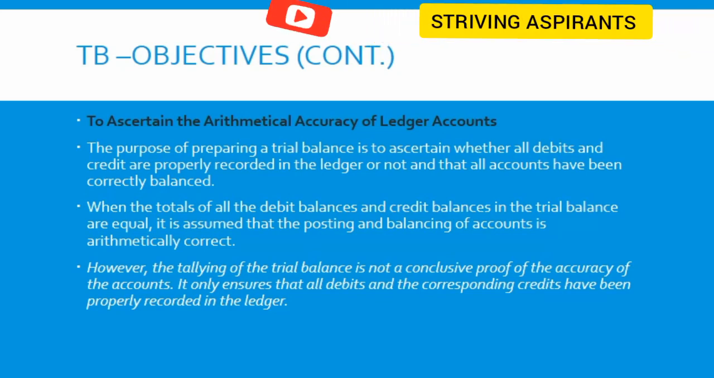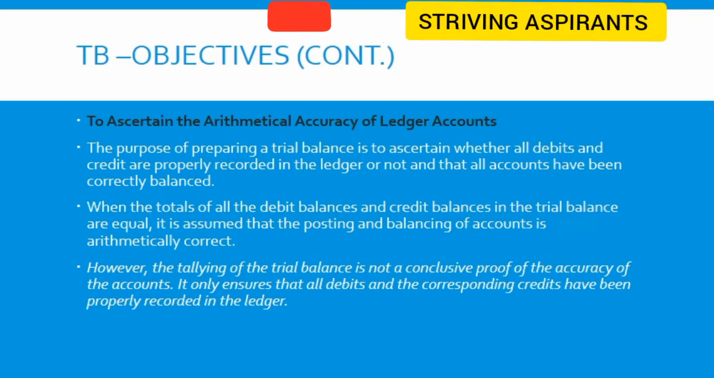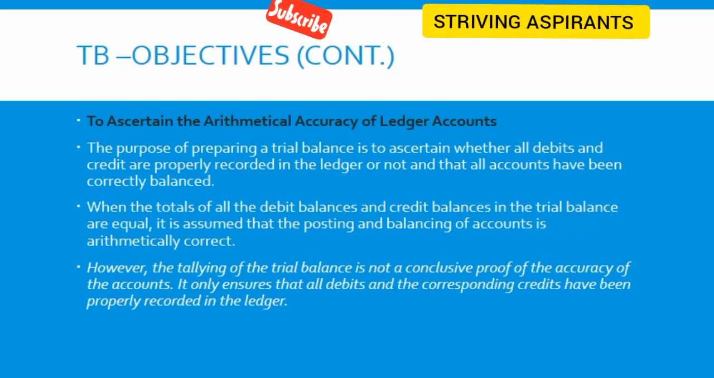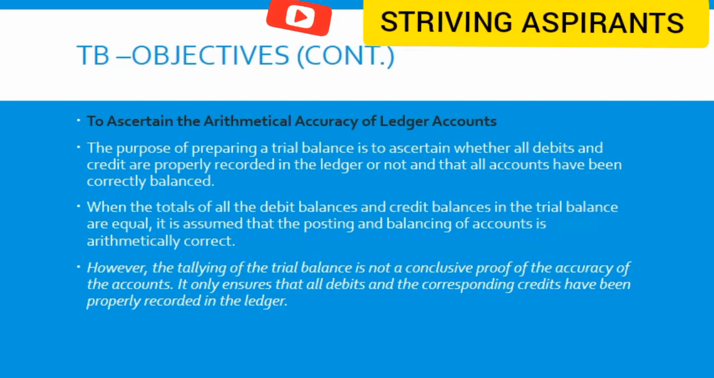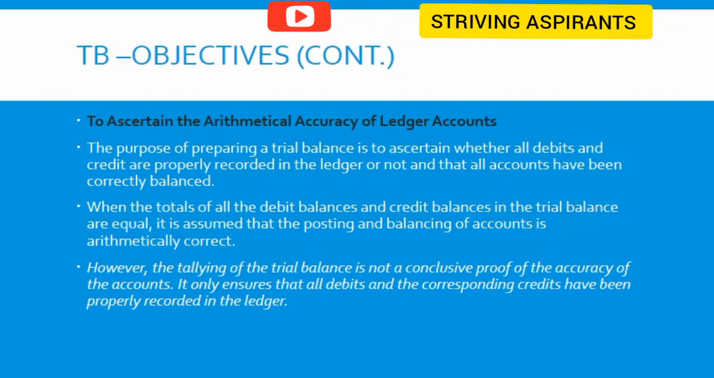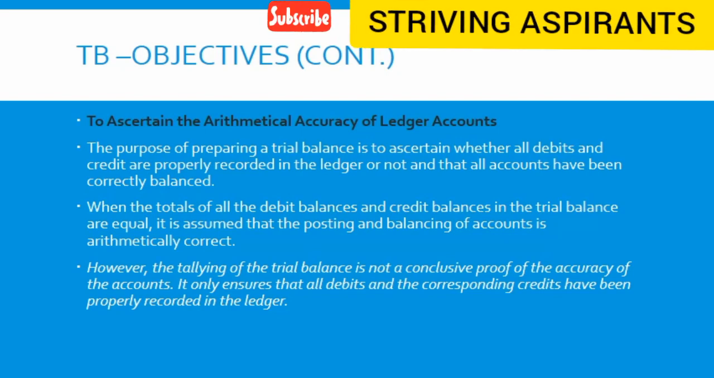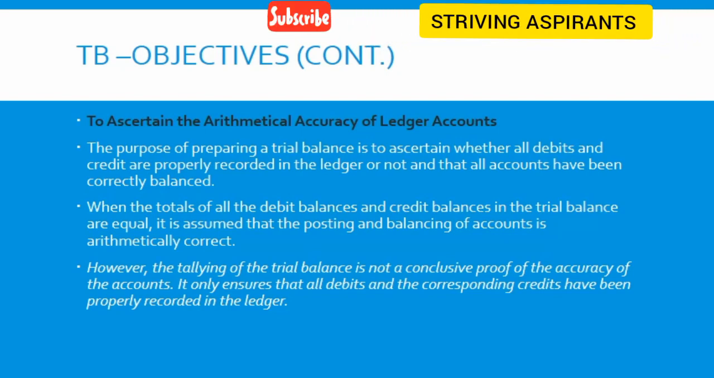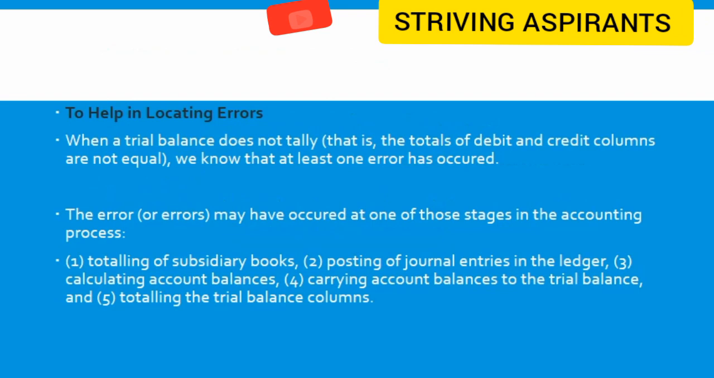When we talk about arithmetical accuracy, one important point we have to note. The tallying of the trial balance is not a conclusive proof of the accuracy of accounts. It only ensures that all debits and corresponding credits have been properly recorded in the ledger.